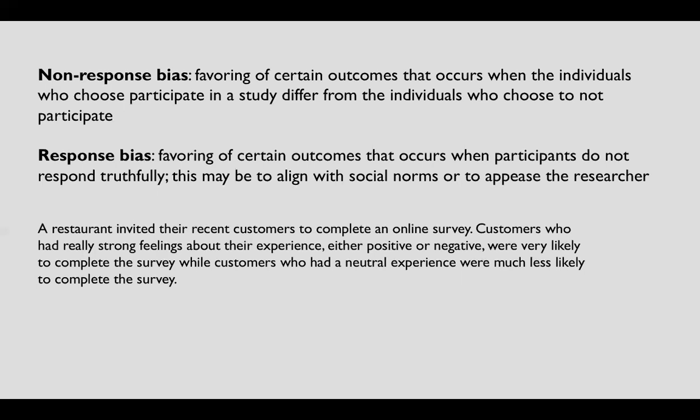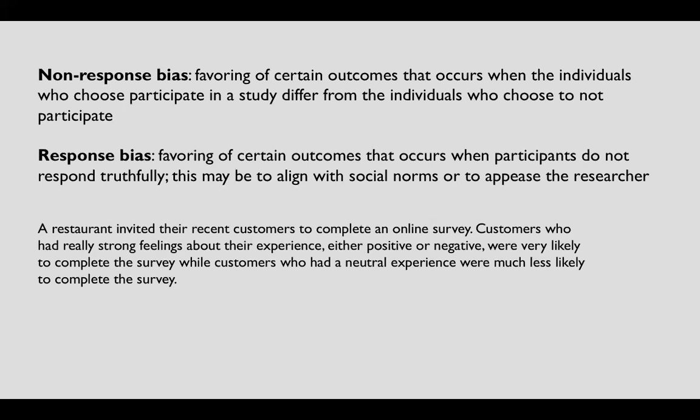So that's non-response bias. Response bias, I think personally that's a little bit more clear. It's when you favor certain outcomes that occur when participants do not respond truthfully. So this may align with social norms or to appease the researcher. So response bias is really just about the way you respond to the researcher who's asking.